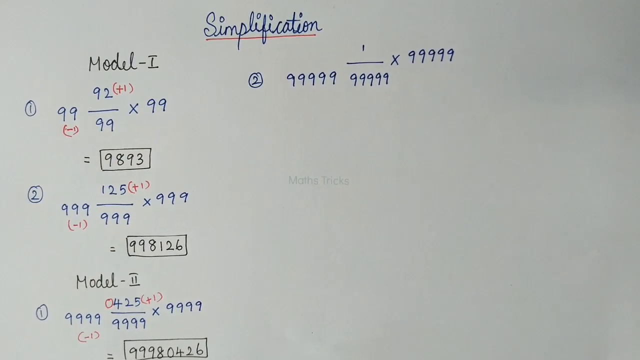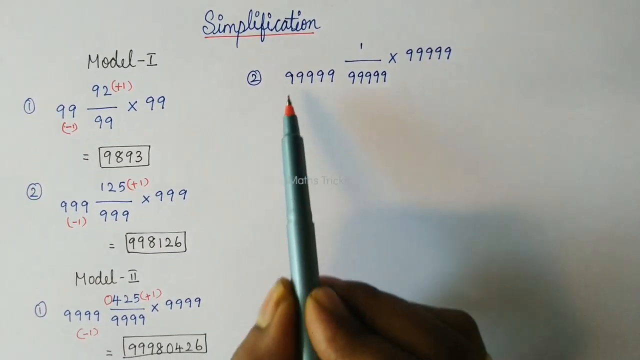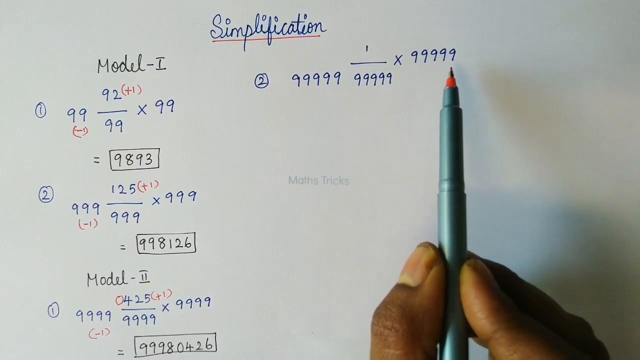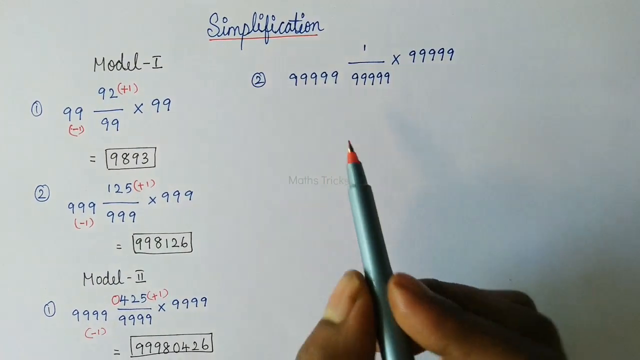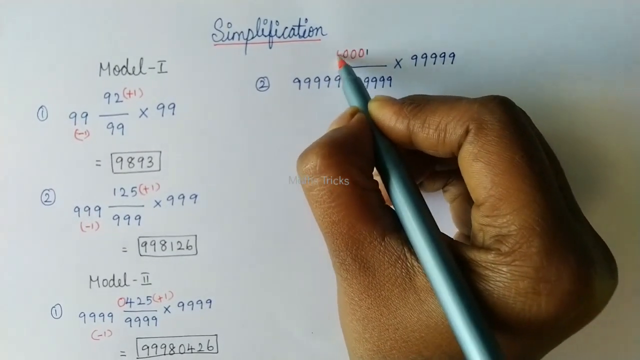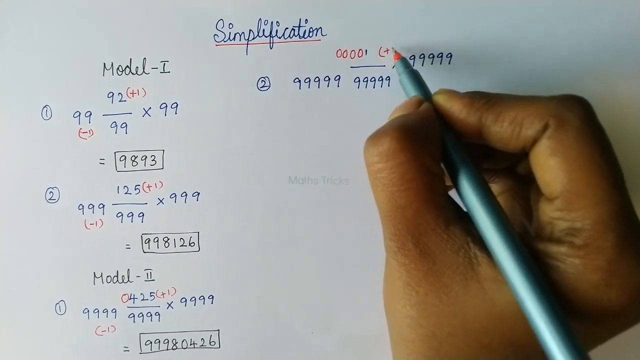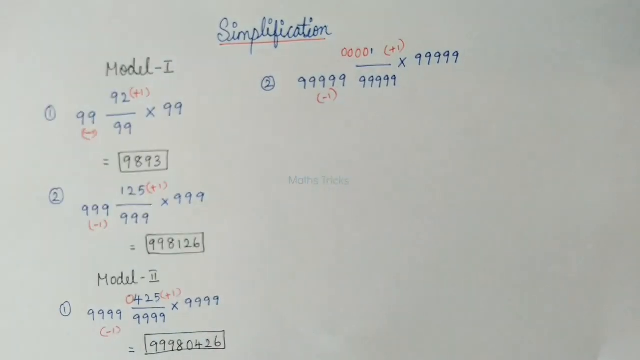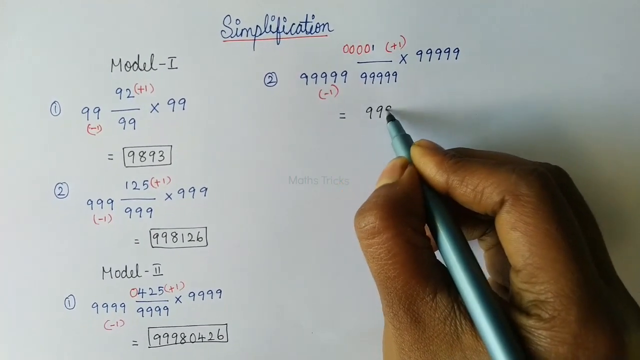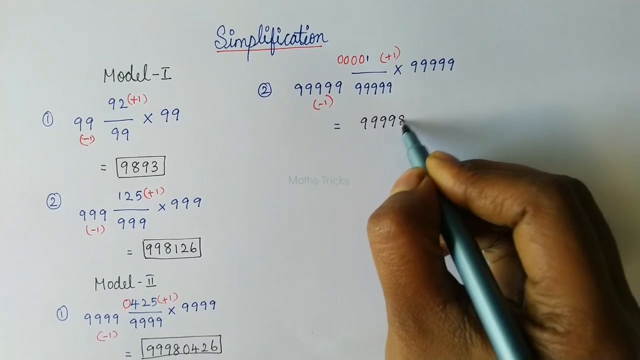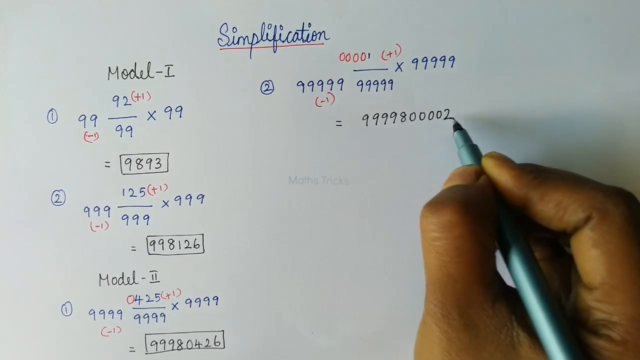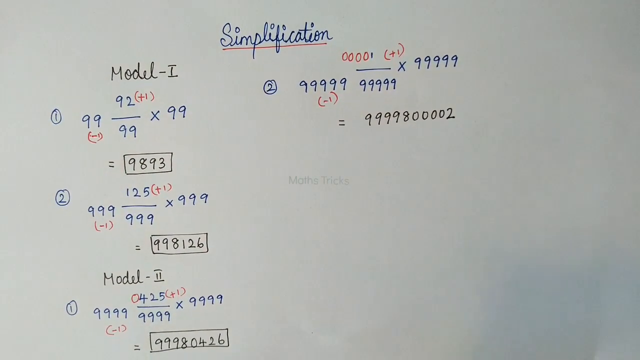Now let's see the second sum. Here also the same concept. Here we have 5-digit 9s. So 1 divided by 5-digit 9 into 5-digit 9. As usual the same process. Here all the denominators are in the same condition, but upper we have a single 1. So we have to put 4 zeros to change it into a 5-digit number. The next step is as usual the same, subtraction -1 and +1. So 99999 minus 1 is 99998. The next step is we have to add +1, so 00002. This is the perfect answer for this model 2 second sum.